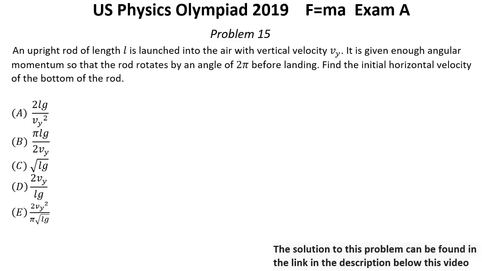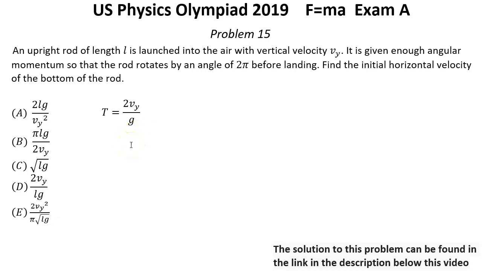Solution for problem number 15. If this rod rotates by angle 2 pi during this time, we can count this time of travel, and this time will be the period of rotation. And this is the formula for how to count this period. That's 2 Vy over g.